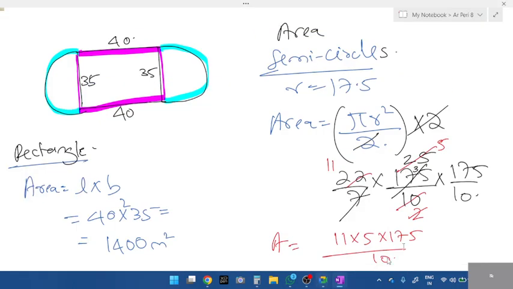Calculate this, students. Try this. 11 into 5 into 175. Again, a lengthy question. They have given a very lengthy one.